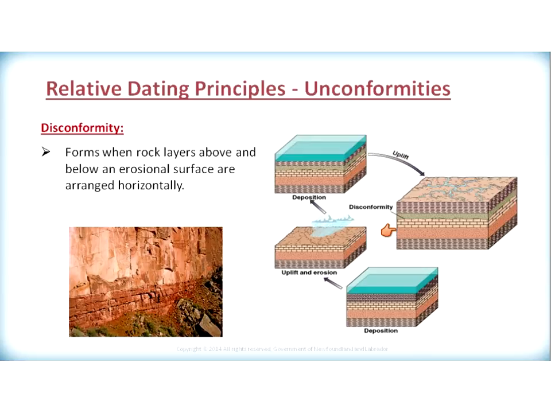So in conclusion, for a disconformity, you will see that the layers below the erosion surface and the layers above the erosion surface are both horizontal. And this type of unconformity is called a disconformity.